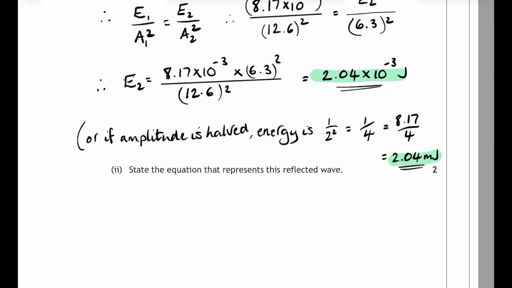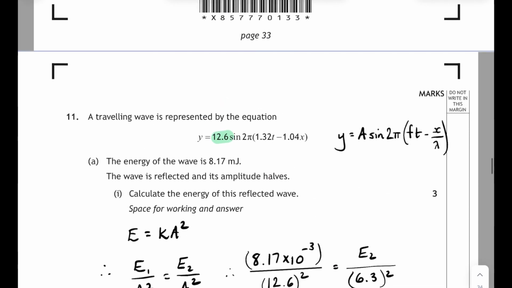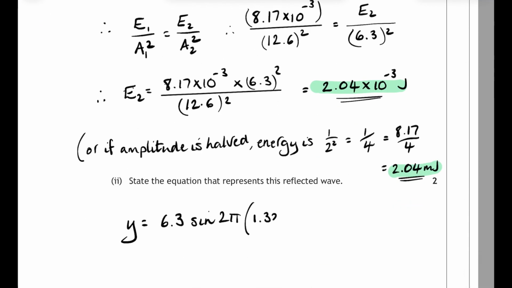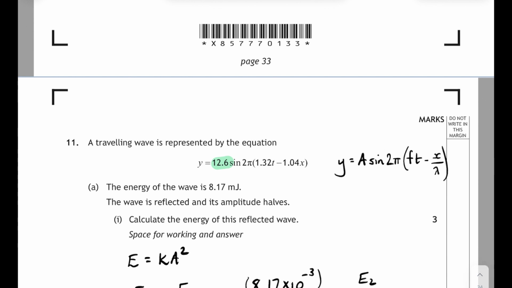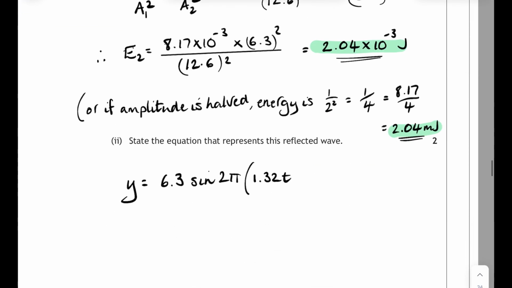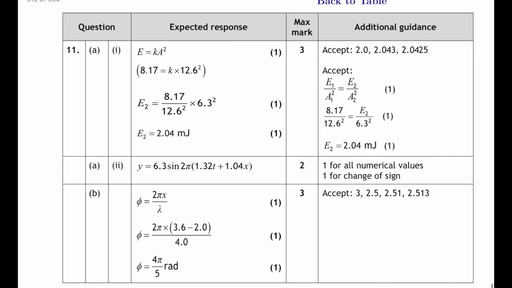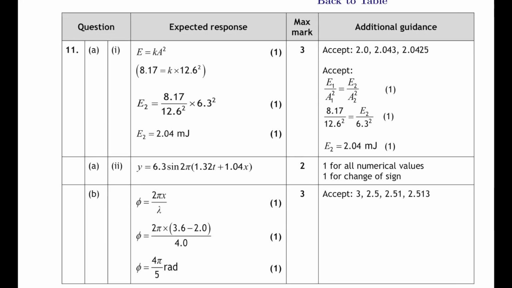In part 2, state the equation that represents this reflected wave. Well, if the amplitude's halved, it'll be y equals 6.3 sine 2 pi, and the original wave was 1.32t. That'll be the same, but it'll be plus 1.04x, because the wave's moving in the opposite direction, so the minus sign changes to a plus sign. And there's the marking instructions. First mark for all the numerical values, and the second mark for the change of sign.